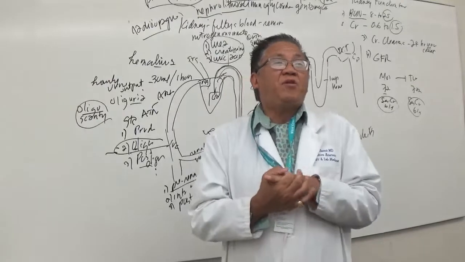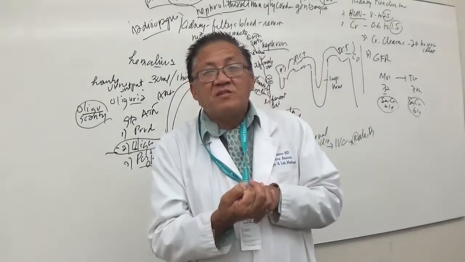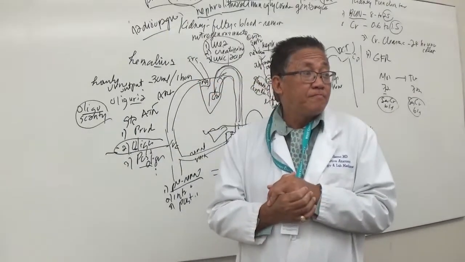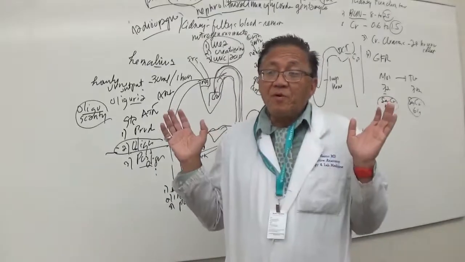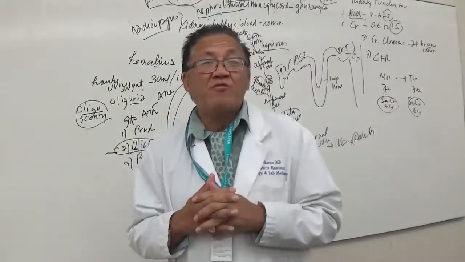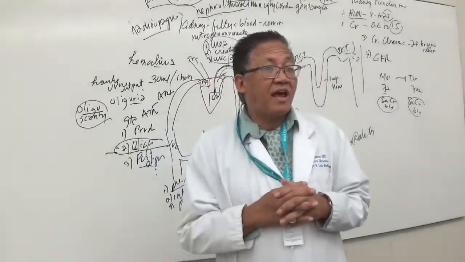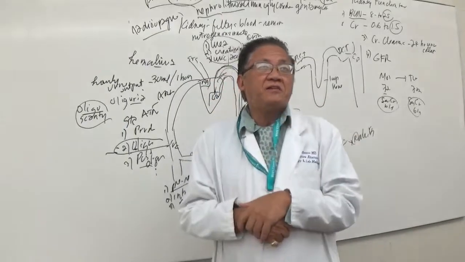Now, what happens if you have an uncircumcised patient and the foreskin becomes narrow and strict, like this, a stricture? What do you call that condition? Phimosis. What about for people who have a persistent painful erection? Priapism, right?